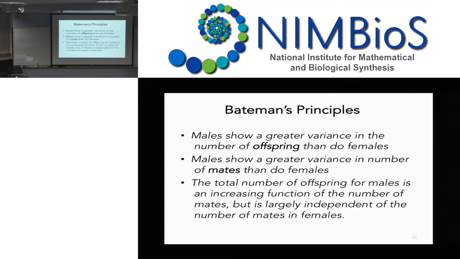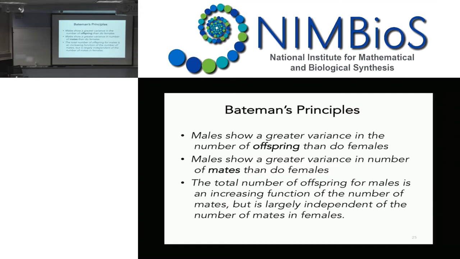Number two, males have a greater variance in number of mates than do females. Essentially all females mate. Some fraction of males don't mate at all. Some fraction of males mate multiple times. And then finally, and here's the key part, the total number of offspring in males is an increasing function of the number of mates, but largely independent of the number of mates in females.